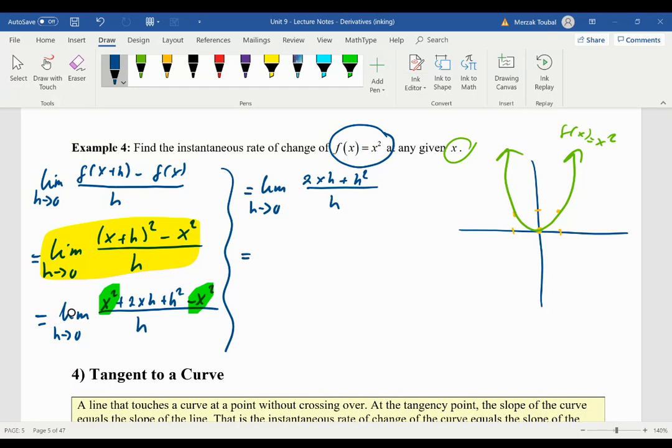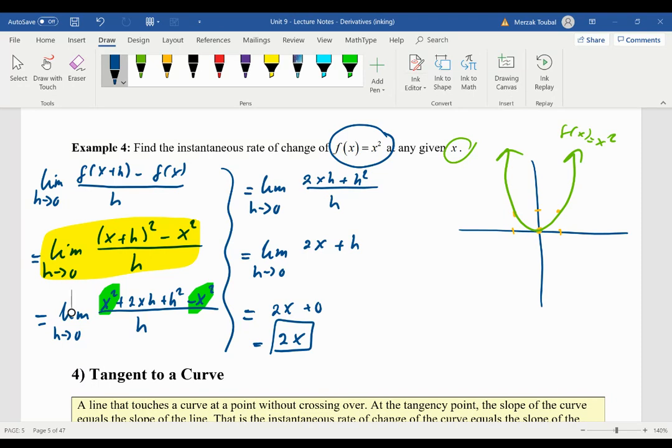Now h is a common factor, so divide everything by h. 2xh by h is 2x. h squared by h is h, and h by h is 1. Now we're ready to substitute 0 for h. It will be 2x plus 0, which is simply 2x. So our slope is 2x.